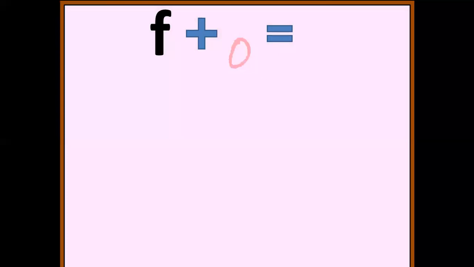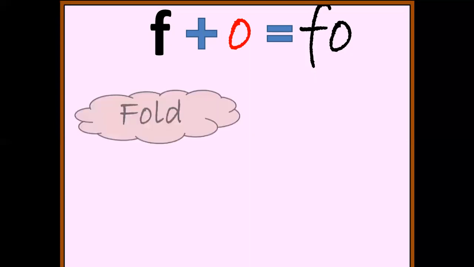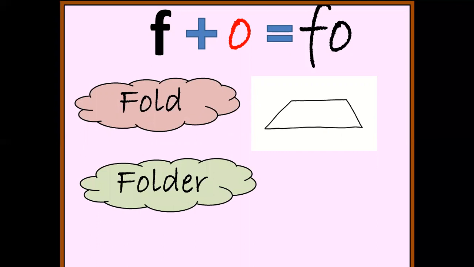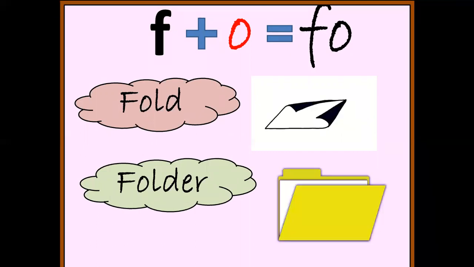Now see, what is this? O. O. What is the sound of F? F. And what is the sound of O? O. Now join these two sounds. F, O, fo. Fo. Fold. Fold the paper. Fold like this. F, fo. Folder. Folder. Keep your documents in the folder.